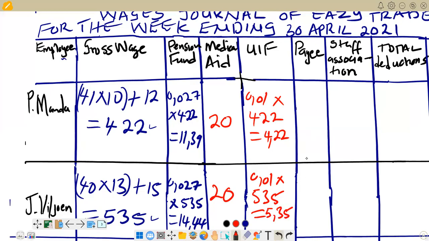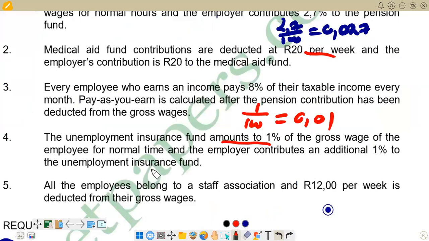Right. So the next one is PAYE. That is pay as you earn. We also go and check how we are going to calculate that one. That one is on item 3. Every employee who earns an income pays 8% of their taxable income every month. Pay as you earn is calculated after pension contribution has been deducted from the gross wage.